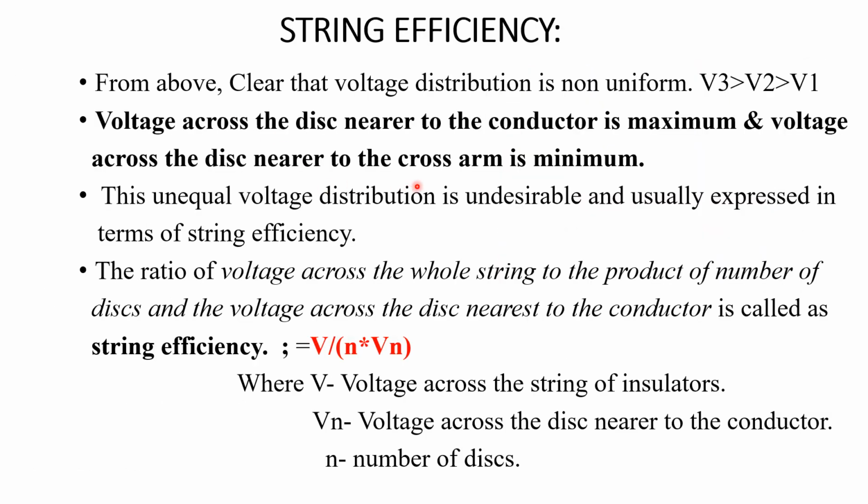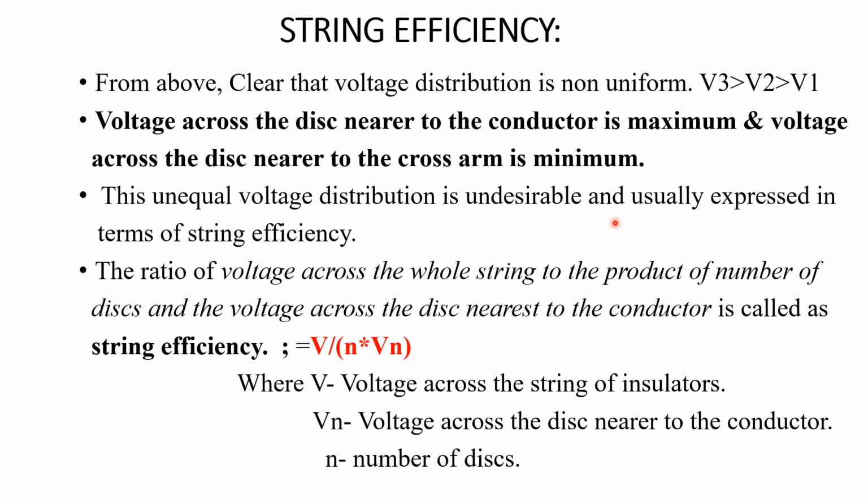We have seen from the above discussion that the voltage distribution across the disks is not the same. That means the voltage distribution is not uniform. That means V3 is greater than V2, which is greater than V1. That means the voltage across the disk nearer to the conductor is maximum. Here we considered V3 as the voltage across the disk nearer to the conductor.